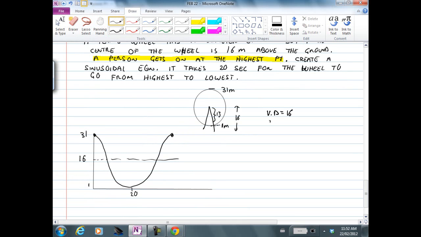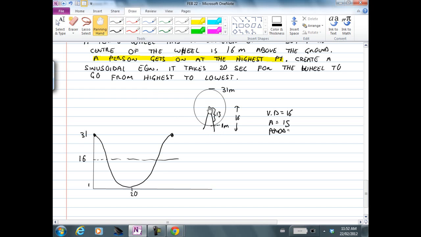Wait, where'd you get the 1 from? Because the lowest point on the Ferris wheel has to be 1, because the center is 16. Center is 16, right? And the radius is 15 meters, so that has to be 1. So the lowest position you have is 1.